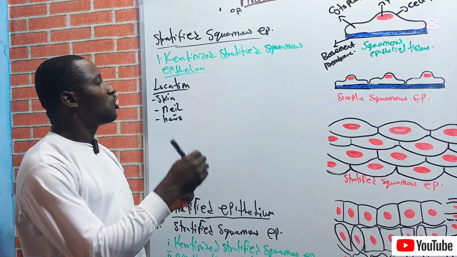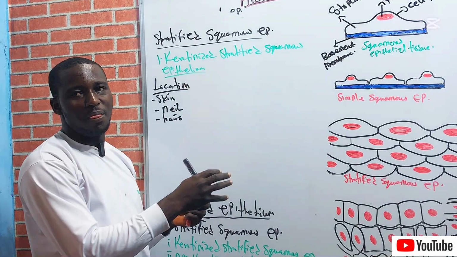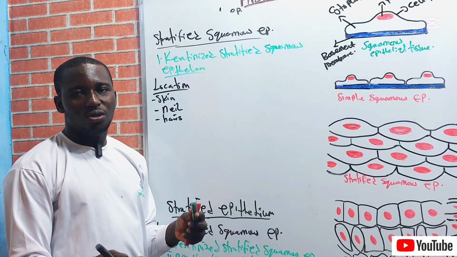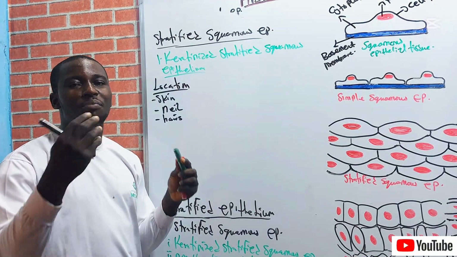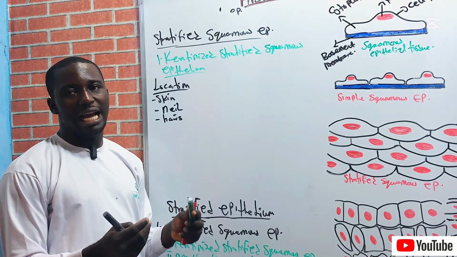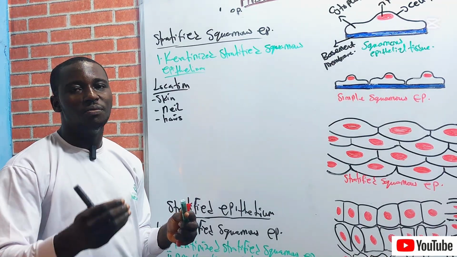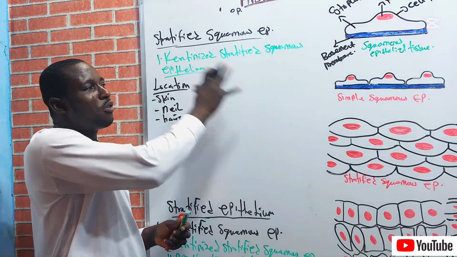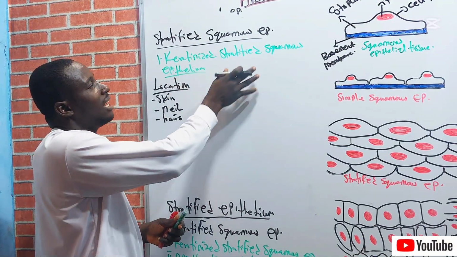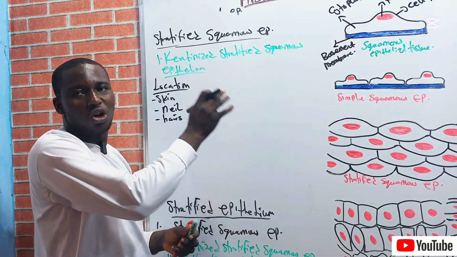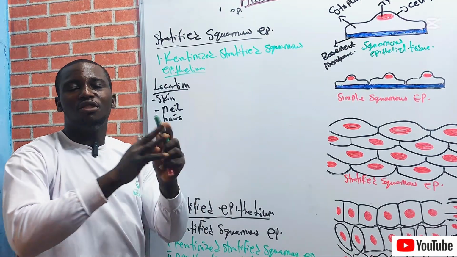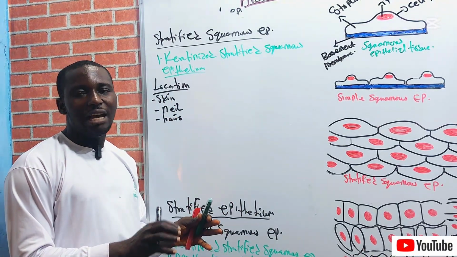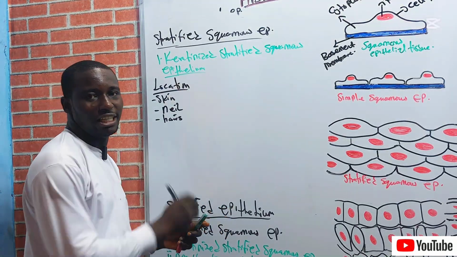The surface layers of this type of cell contain dead epithelial cells. It contains dead epithelial cells that have lost their nuclei and contain the protein known as keratin. That is why it is keratinized. That means the surface layer of this keratinized stratified squamous epithelium contains dead epithelial cells which have lost their cell nuclei, thereby containing the protein known as keratin.